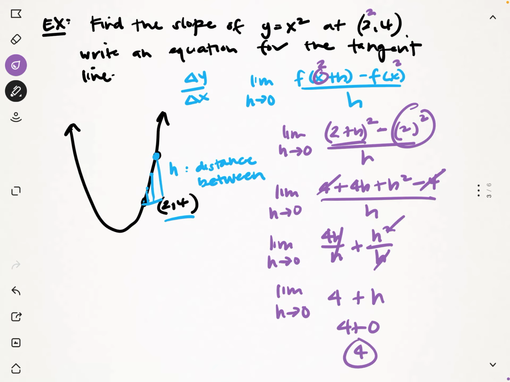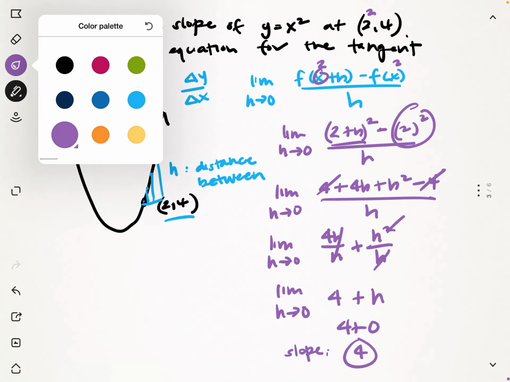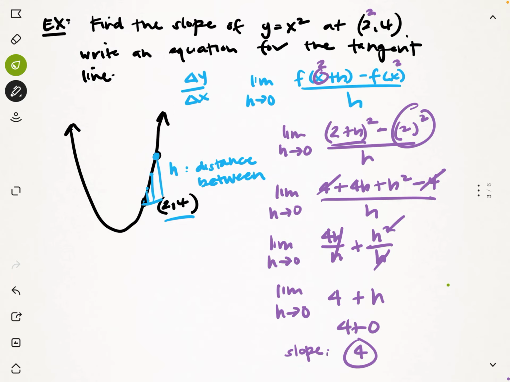So at this point, the slope is 4. Now it says write an equation for the tangent line. The tricky part about this is that it's not tricky. It's just that we need to remember what's the best way. We're given a point and we know the slope. So let's use point-slope form.